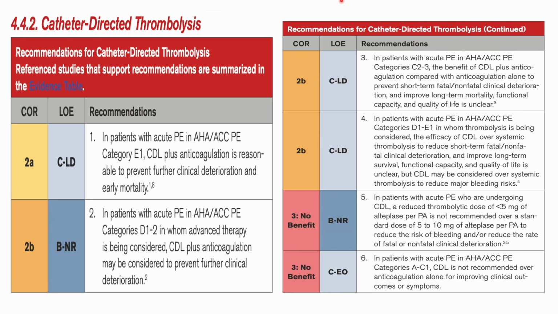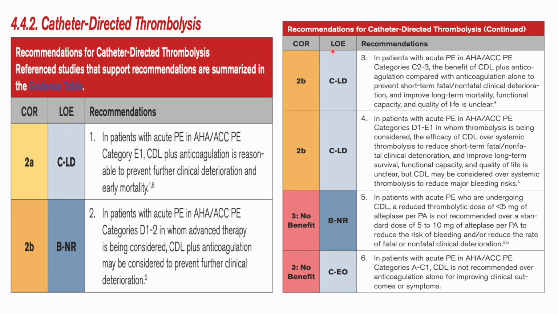Then a grade 3 recommendation of no benefit in patients with acute PE who are undergoing catheter directed thrombolysis, no benefit of a reduced thrombolytic dose, less than 5 milligram alteplase, over a standard dose. So you would use the standard dose and not try to reduce the dose. Again, no benefit in patients with category A to C1. You will not do catheter directed thrombolysis in these patients.